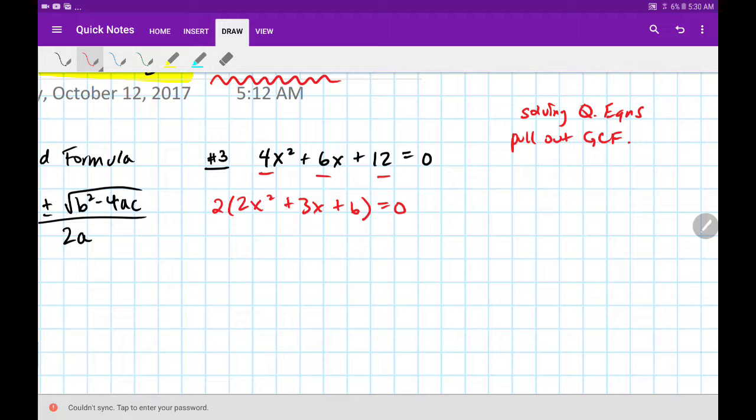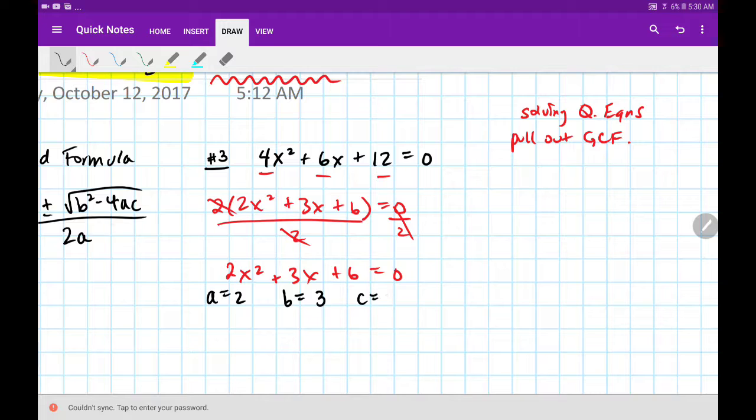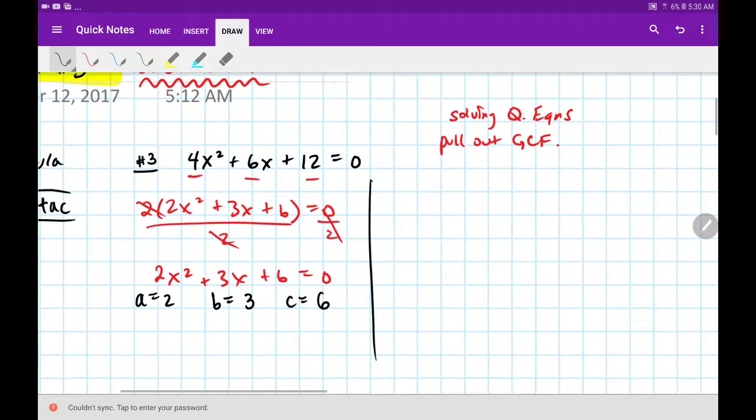So notice that what I've just done is I've actually made my problem much easier, because now if I get rid of the 2 out in front, remember that constant doesn't play a role when it's set equal to 0. But when I get rid of that 2 out in front, notice that A is just 2, B is just 3, and C is just 6. Now, if you remembered that, it should have been easy sailing from there.